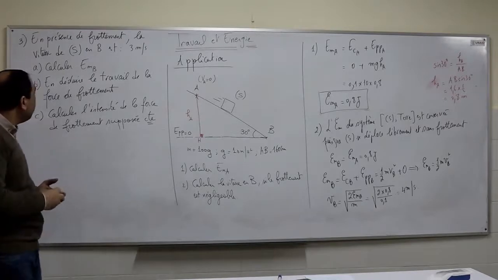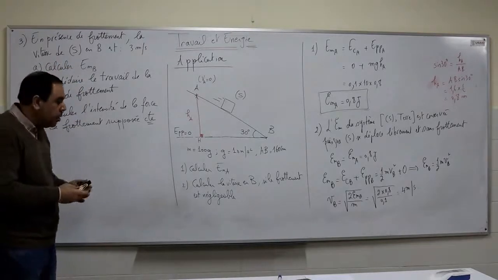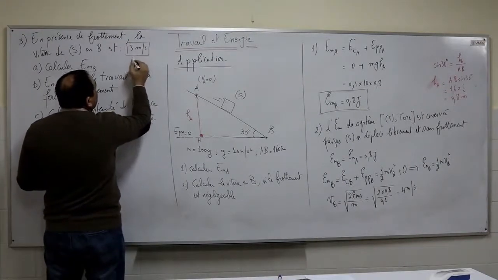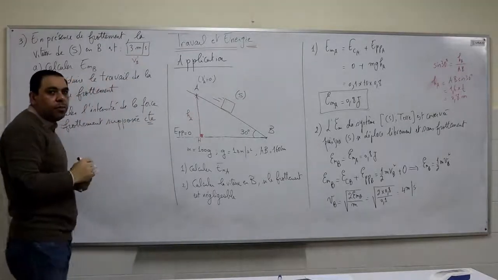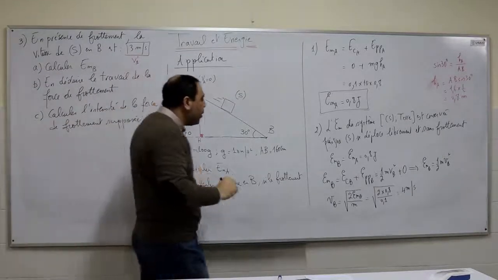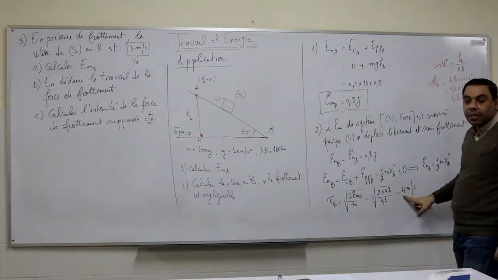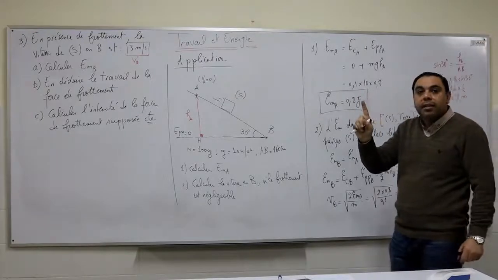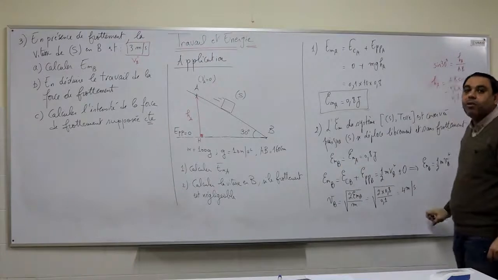Let's add a third part to the question. In the presence of friction, the speed at B is 3 meters per second. This is the speed at B. Let's call it Vb prime in the presence of friction. Now, in the absence of friction, the speed had a value of 4 meters per second. In the presence of friction, S reaches B with a lower speed than in the absence of friction.